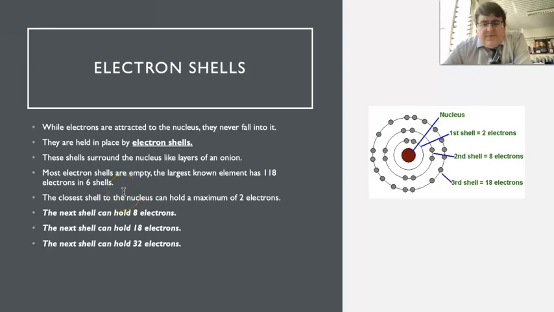Most electron shells are empty. The largest known element has 118 electrons in 6 shells. So they have 6 shells going out. The closest shell to the nucleus can hold 2 electrons, and then the information we already talked about. First shell, 2 electrons, second shell, 8 electrons, third shell, 18 electrons, fourth shell, 32 electrons, etc., etc. We're getting bigger each time. We'll go and watch that next video later on, but for now, that's the end of this PowerPoint.